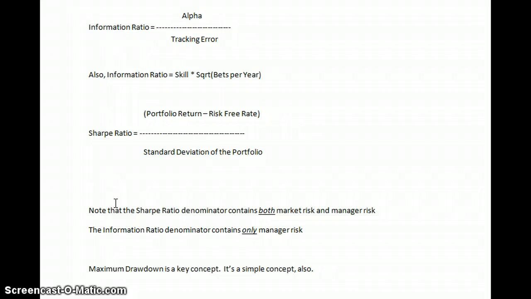Also, you can look at this in terms of the information ratio being some skill factor times the square root of how many bets per year you make. The reason that might be valuable is that if you can quantify and manage your skill factor, then you can look and say, how many bets do they make a year? Why is that important?